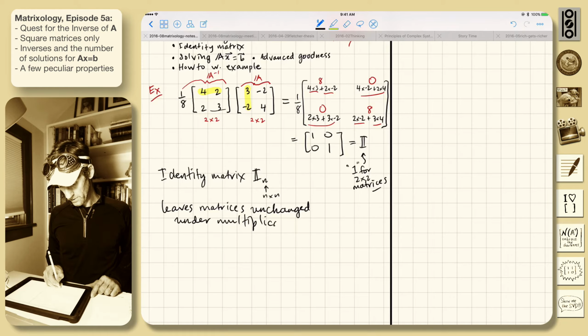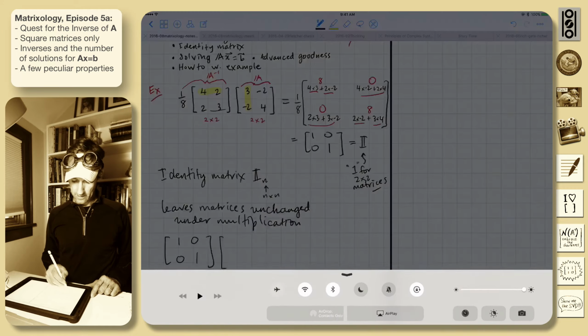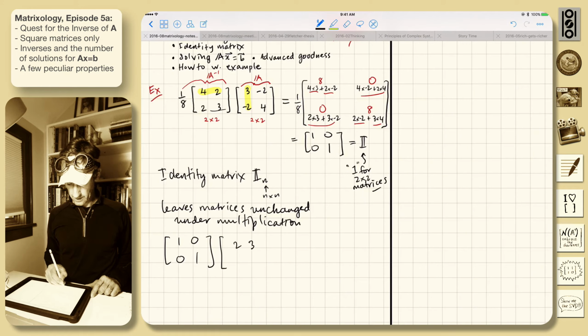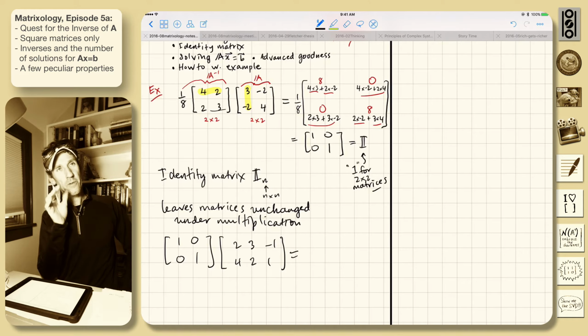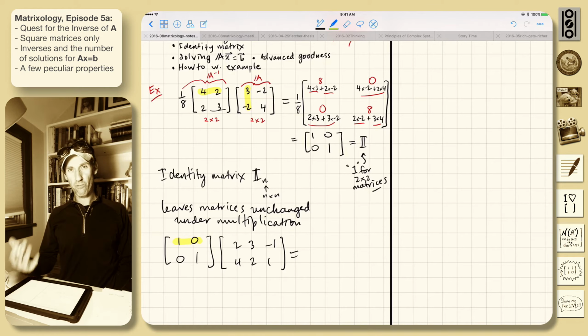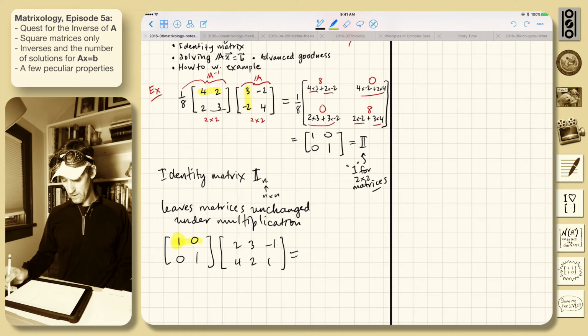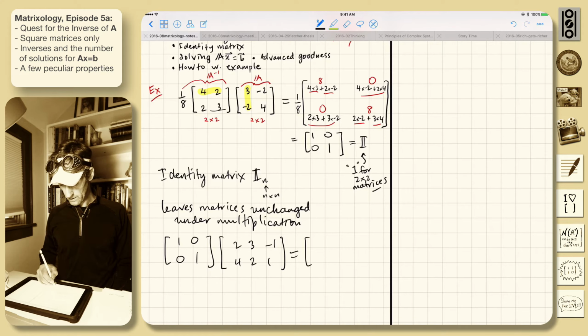Oh, there's a lot of good things we can say here, but let's just do, right, so 1, 0, 0, 1 times maybe 2, 3, minus 1, 4, 2, 1. I want you to think about this from our elimination matrix point of view. What does this first row do to the next matrix that it's multiplying? It says I just want 1 of row 1 and 0 of row 2, which is to say the new row 1 is the old one. So we get 2, 3, minus 1, 4, 2, 1.